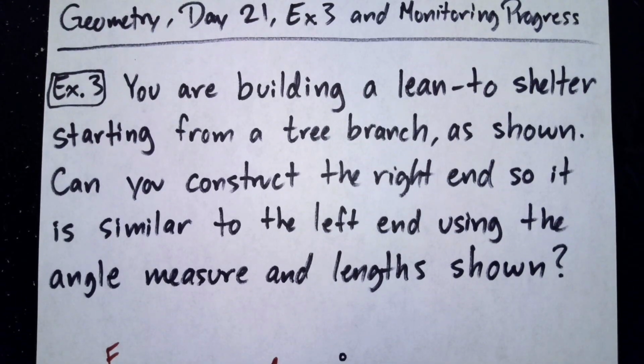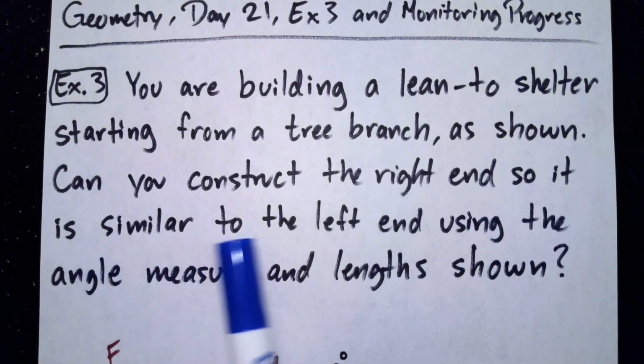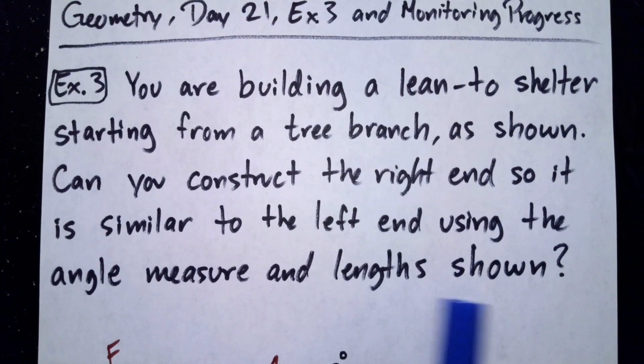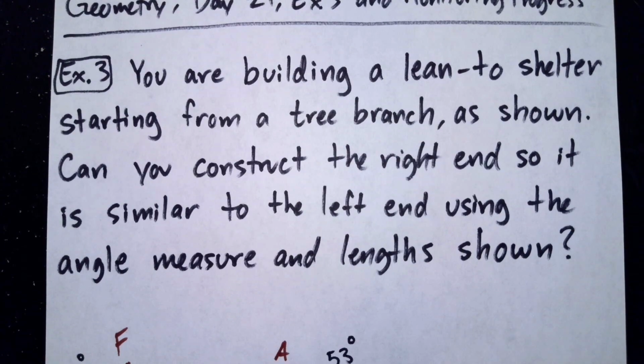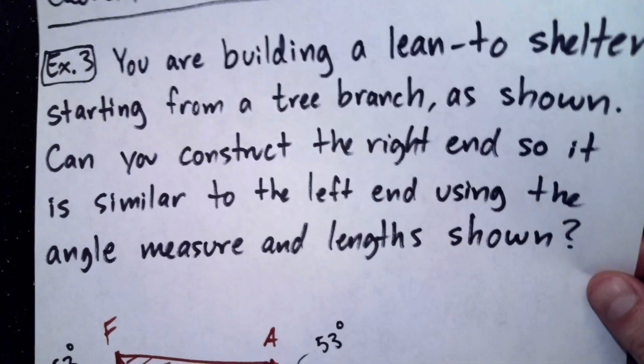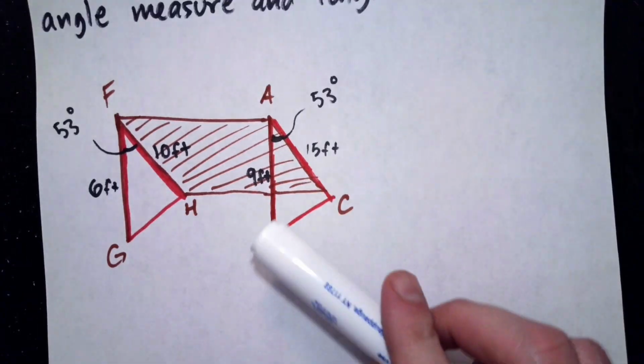Hey everybody, so we're going to be working on example 3 and the last monitoring progress for these notes. So example 3 says, you are building a lean-to shelter starting from a tree branch as shown. Can you construct the right end so it is similar to the left end using the angle measure and length shown? And here's my little drawing.